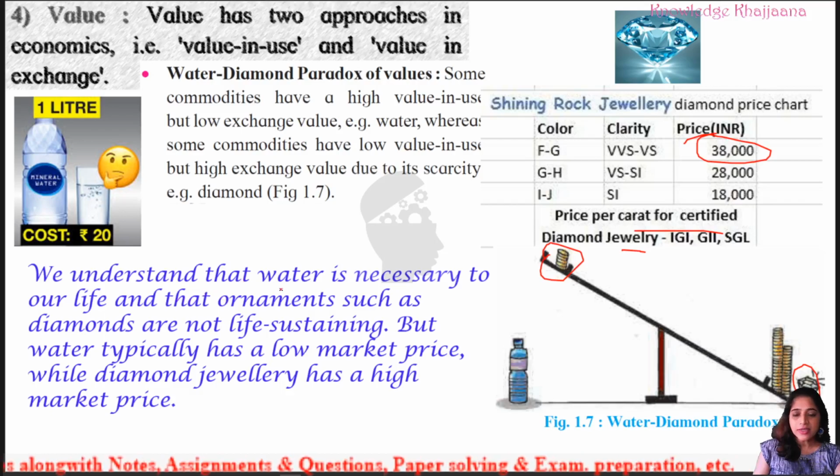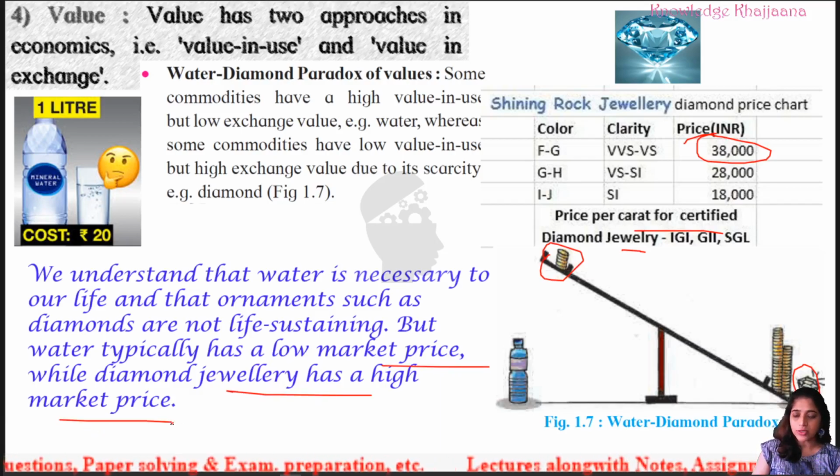We understand that water is necessary to our life, and that ornaments such as diamonds are not life sustaining. Diamond has no life-sustaining power, but water typically has low market value, while diamond jewelry has a high market value because it has value in exchange, and water has value in use.